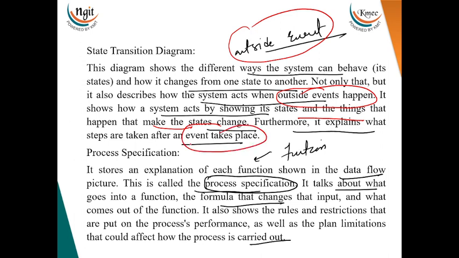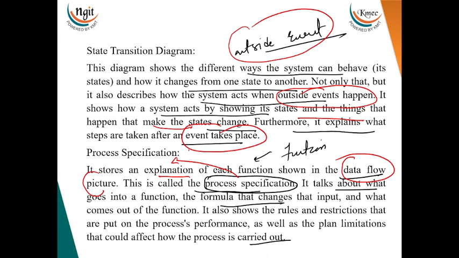For example, you are watching a movie on a mobile phone. Suddenly a call rings. That is an outside event. What steps are taken to pick up the phone, and what does the software do? This is the state transition diagram. Process specification stores an explanation of each function and shows how the data flows in a picture format. This is also called process specification.